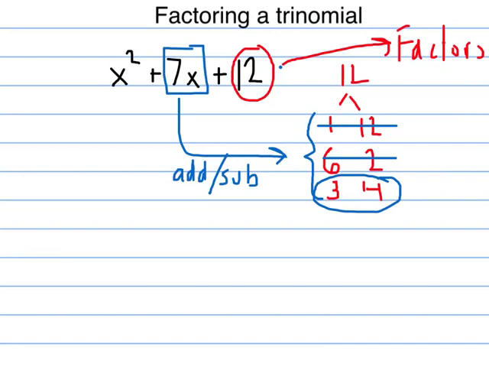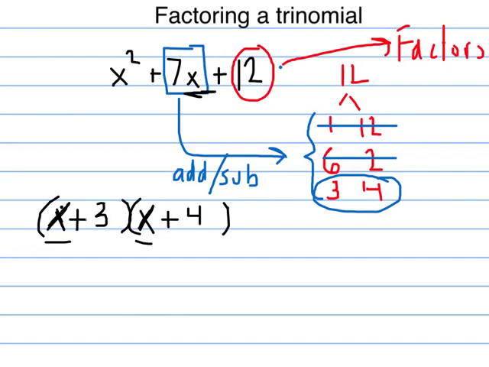Now, what we need to do is break that up. So I have x as my b term. So that is what is going to go in my first spot. If I had x squared in my middle term, then x squared is what would go in my first spot here. Okay. Then, because it's both positive 3 and positive 4, we have x plus 3 and x plus 4. And we have factored the trinomial.